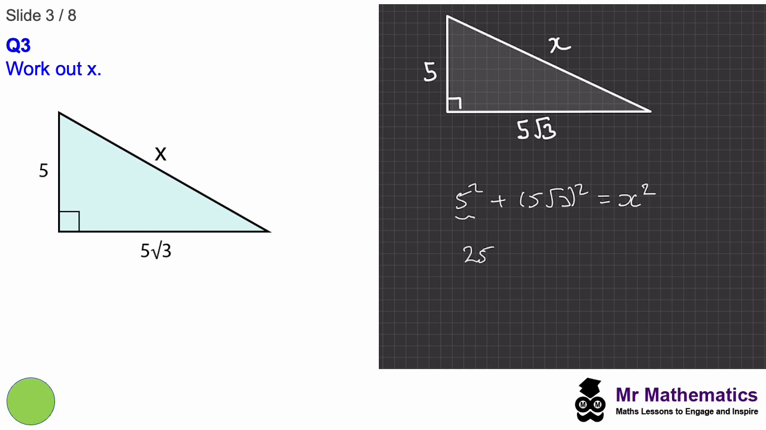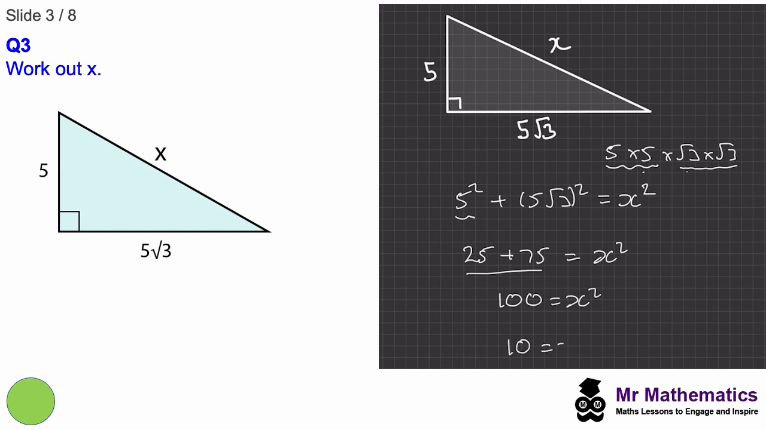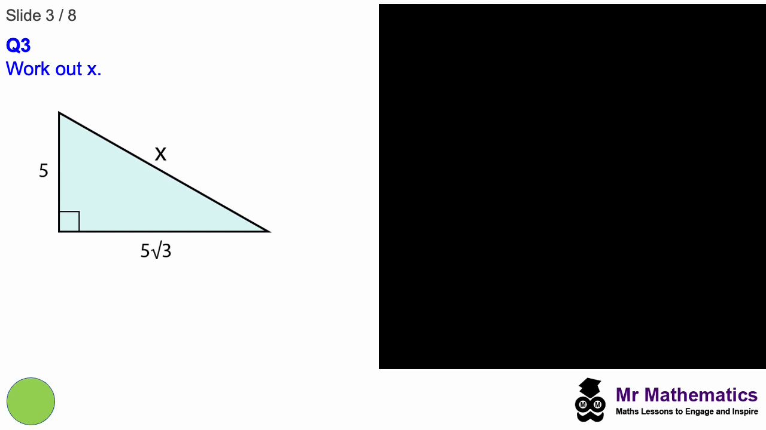The 5 root 3 squared is 5 times 5 times root 3 times root 3. These will make 25, and the root 3s will cancel, so we'll have 25 times 3, so 75. And this will equal x squared. 25 plus 75 is 100. This is x squared. We can take the square root of both sides, so x is equal to 10. We know it's not negative 10 because x is the length.